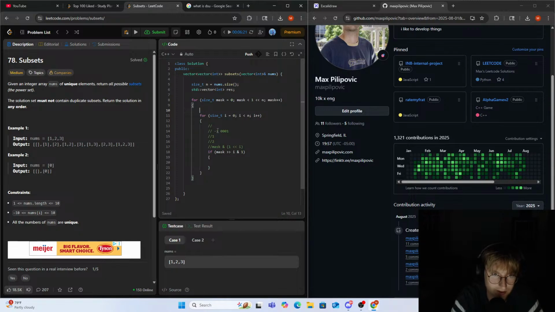Yeah, real quick as well, you do need to change your res type because you need a vector of vectors of ints.